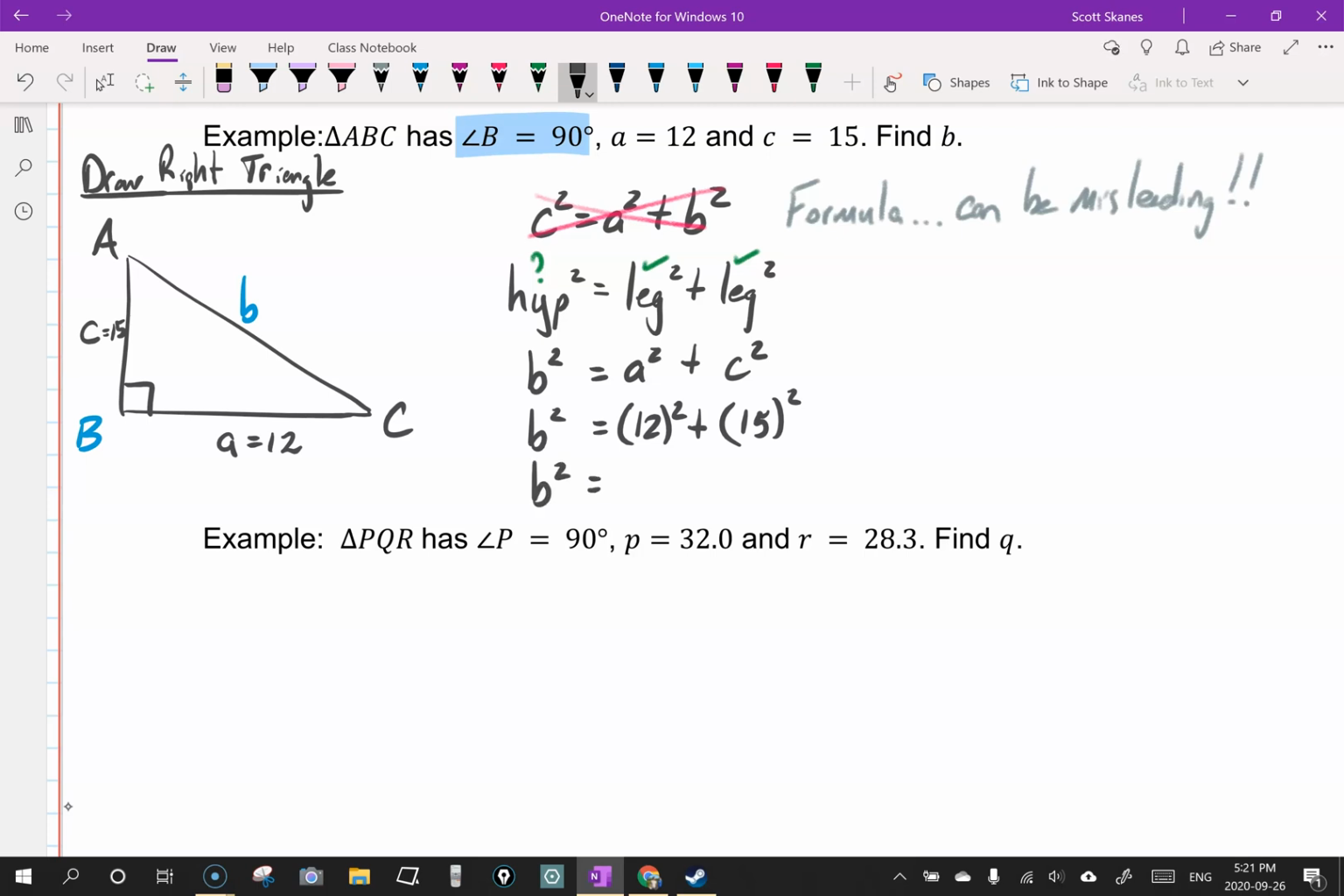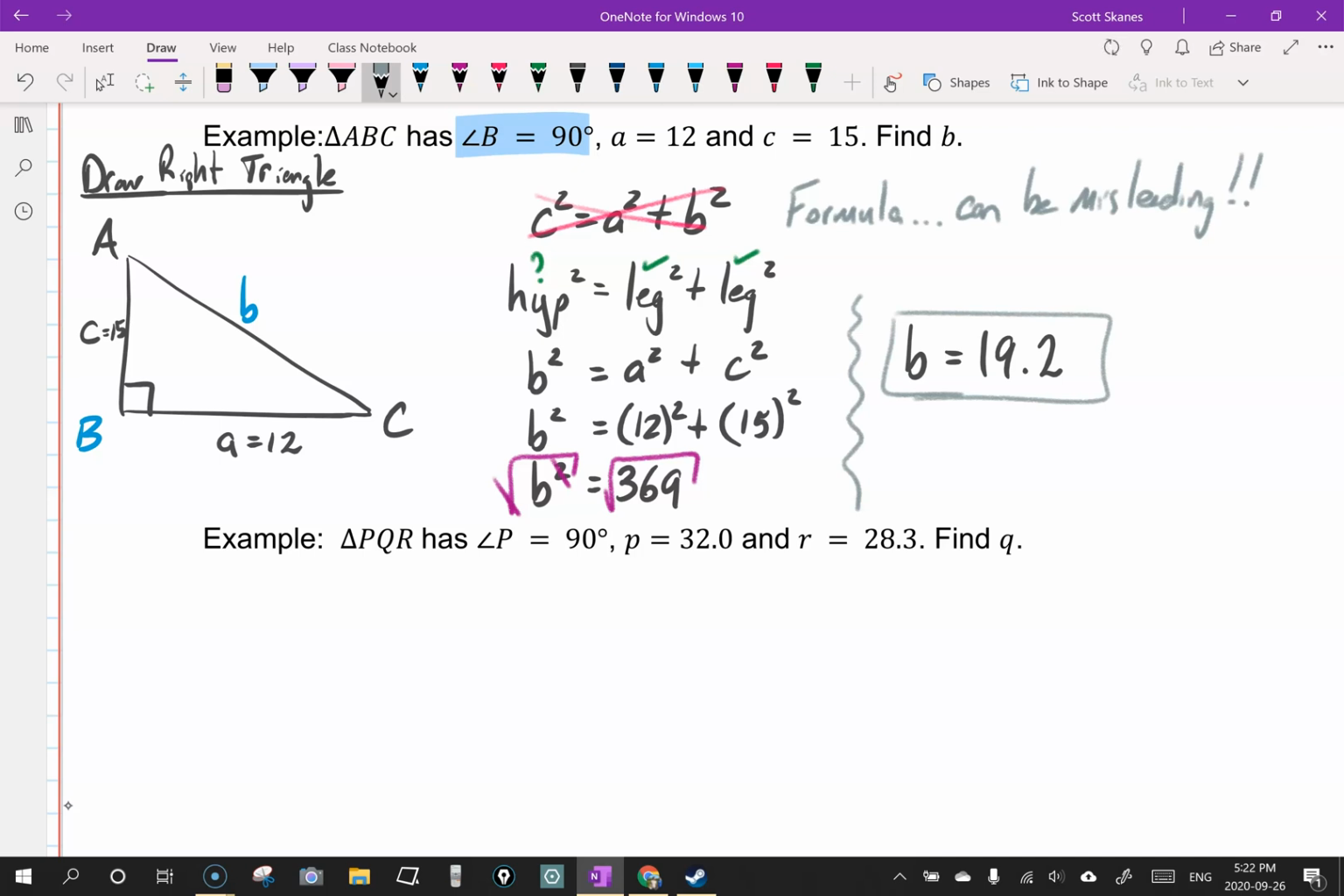We're just doing bed math, so I'm going to do the exponents. 12 squared is 144 plus 15 squared. So all things considered, it's 369. And then we have one thing left to do. We need to square root both sides. And what this looks like is we square root that side. It'll cancel the square, which means b is the square root of 369. So b equals the square root of 369, which is 19.2. And I'm just going to keep it at one decimal place. If you calculate that, the decimal actually goes on forever, but this is perfectly fine. We can leave it as 19.2.